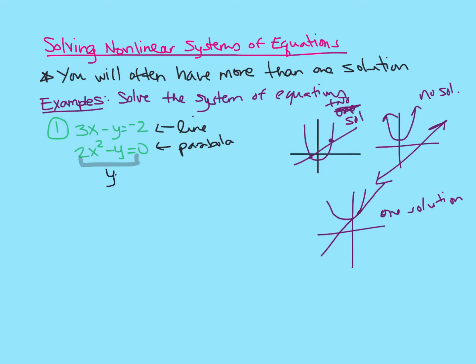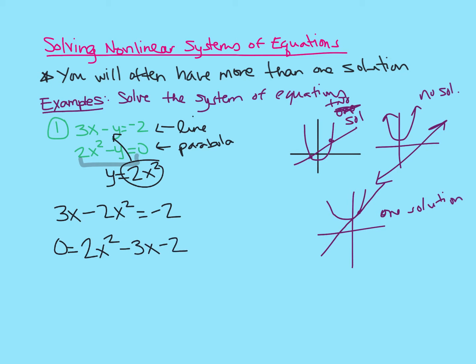So this bottom equation, I can solve it for y. I can get y equals 2x squared. Then I'm going to substitute that into the other equation, which gives me 3x minus 2x squared is equal to -2. I'm going to move everything over to the right-hand side of that equation. When I do that, I get 2x squared minus 3x minus 2.